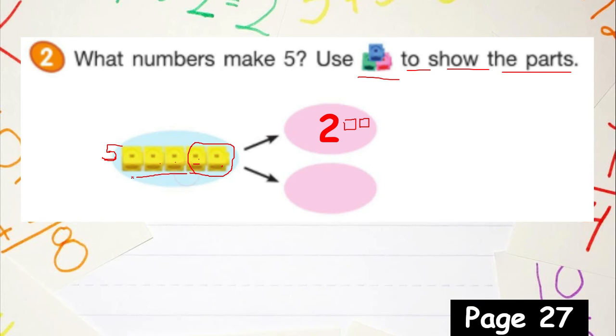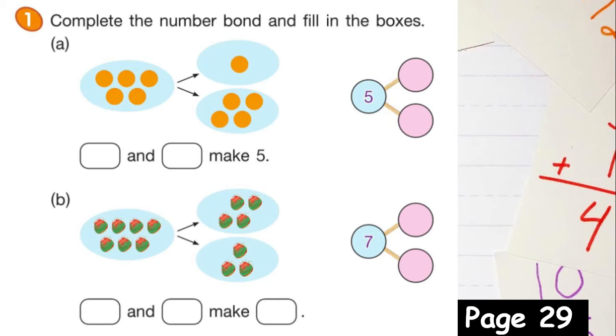So we're going to go here. We're going to draw 1, 2, 3 cubes. So you're going to write there 3. Instead, I wrote 3, but you're going to draw 3 cubes. So if you add 2 and 3, 2 plus 3 is 5. Okay? Next, let's go to page 29.